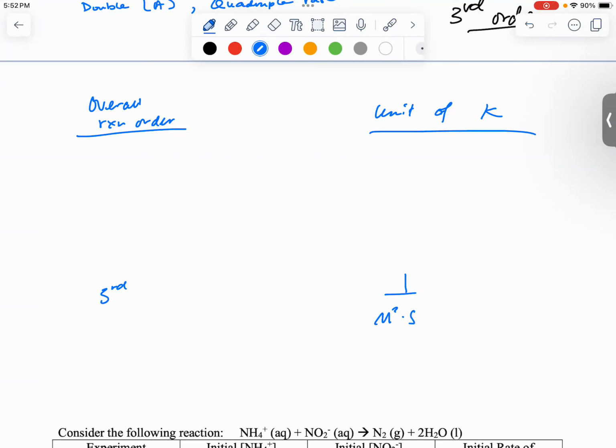Now, what if the overall order is first order? So for example, the rate law could appear like this. Rate is equal to K times A. If it's overall first order, that means the power is only 1. Okay? So the unit is just 1 over second.